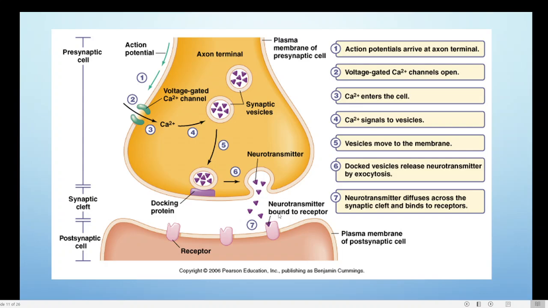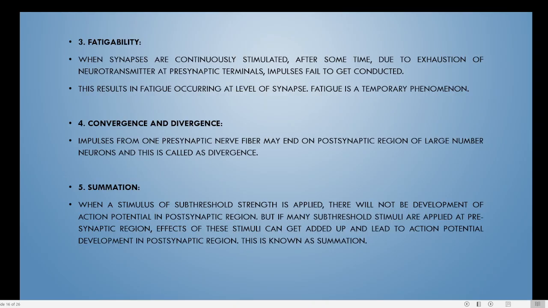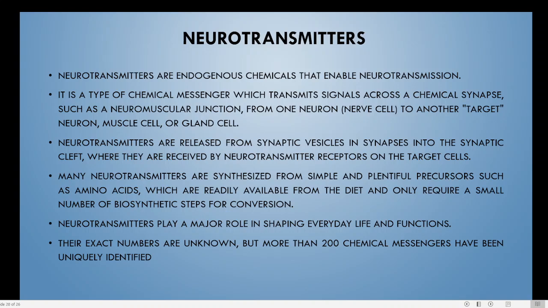This neurotransmitter will be attaching with the receptor on the surface of the postsynaptic membrane and producing an action potential there. So this is how the impulse will be transmitted from one neuron to another neuron. Now here we have to discuss what are the different types of neurotransmitters which are normally used by different organisms.